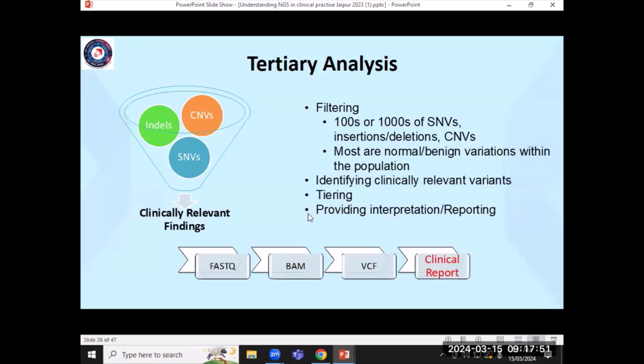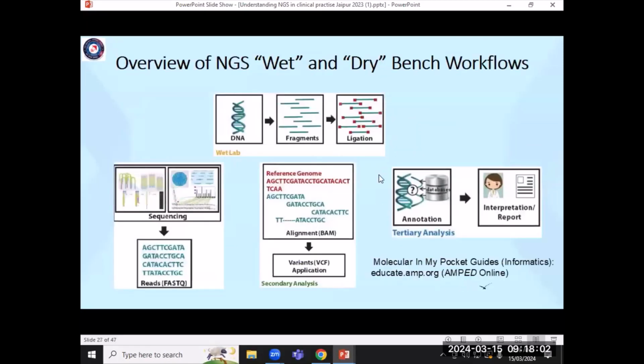And then we subject it to tiering. You must have heard about tier 1, tier 2, tier 3, tier 4, and then A, B, C. Once we do that, you finally give the clinical report. So how does it work?